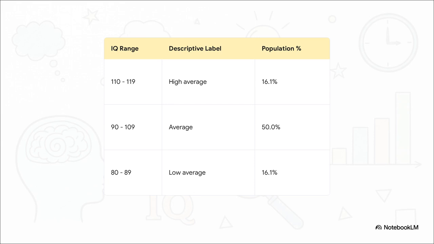When we break down that central distribution into specific categories, the numbers are pretty striking. A massive 50% of the population falls perfectly into the average IQ range, scoring between 90 and 109. Then, flanking that central group, you've got about 16% in the high average range of 110 to 119, and another 16% in the low average range of 80 to 89. So this central block basically accounts for the overwhelming majority of humanity.